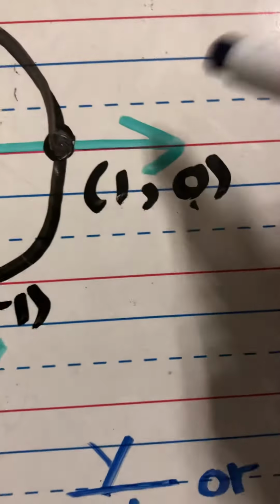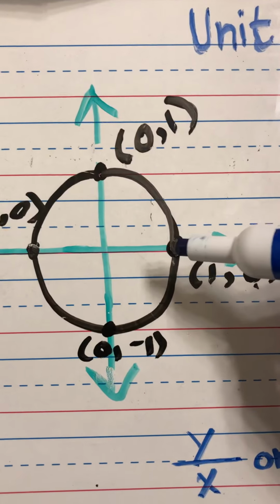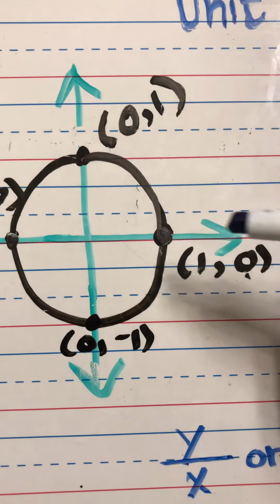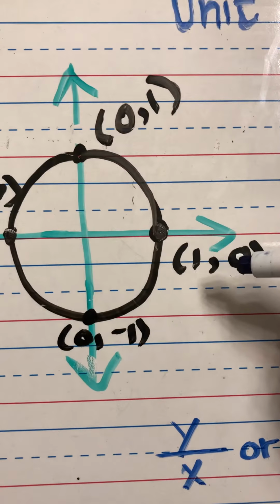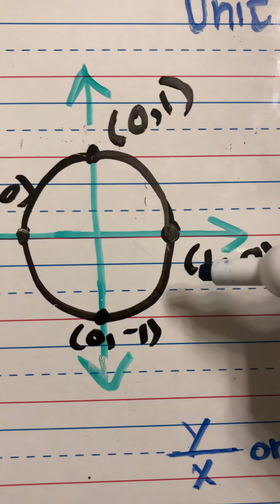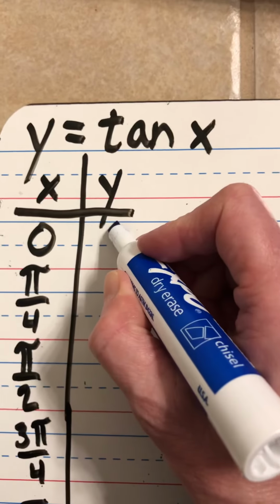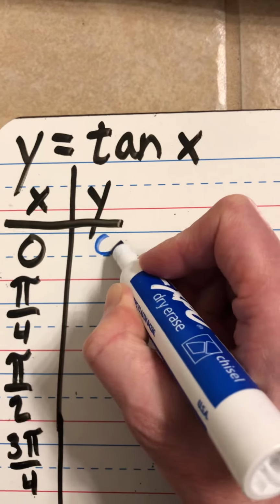So if I want the tangent of 0 on the unit circle, so that means a turn of 0 radians, I want to take the y coordinate divided by the x coordinate. So 0 divided by 1 is 0. So the tangent of 0 is 0.